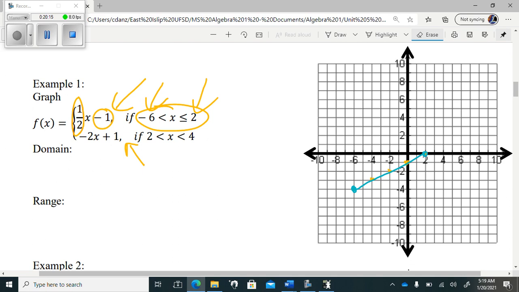I have to check my open circle, closed circle stuff. Do you see at -6, it should be an open circle because it just says less than. At 2, it should be a closed circle because it's less than or equal to. So let's make sure it's a closed circle at 2 and make sure it's an open circle at the -6. There's my first piece. Okay, so now I'm going to graph the second piece.